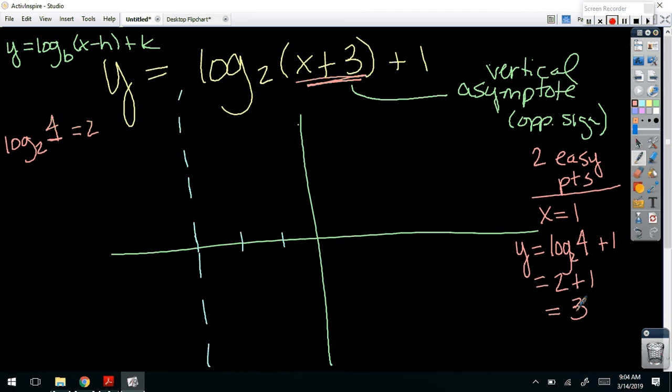So 1 point on this graph is (1, 3). The plus 1 is in the original equation, y equals log base 2 plus 1. This original equation.